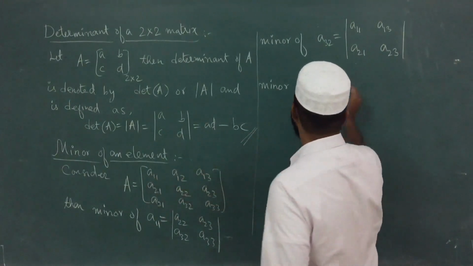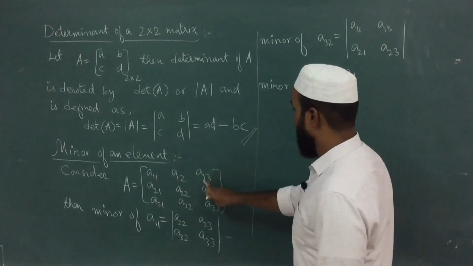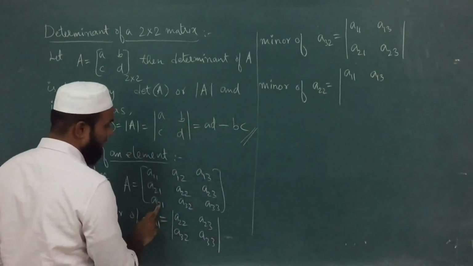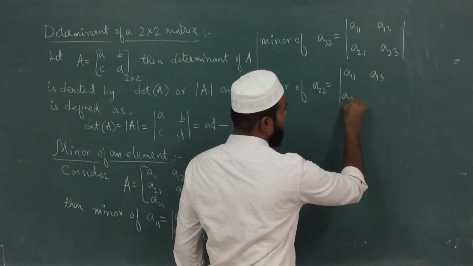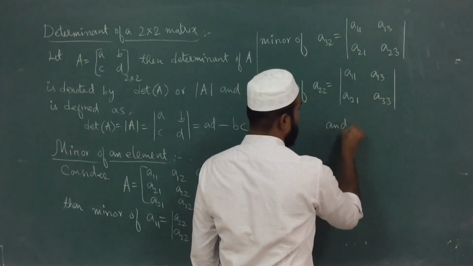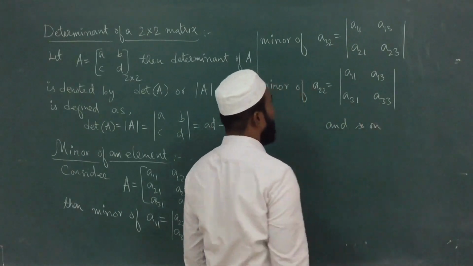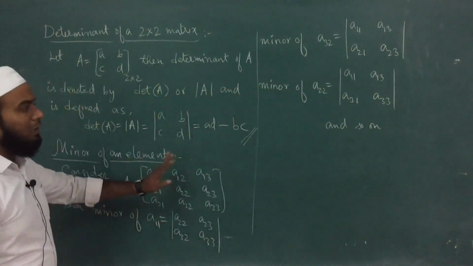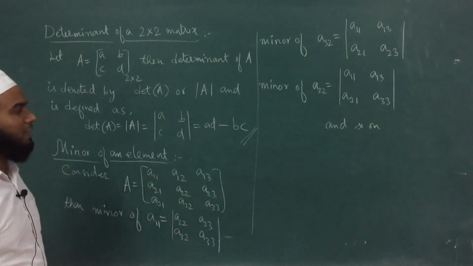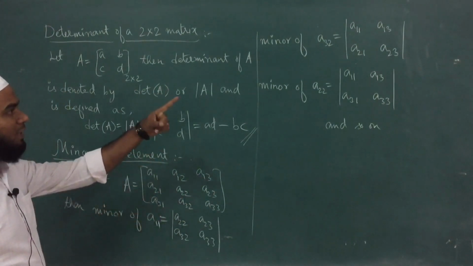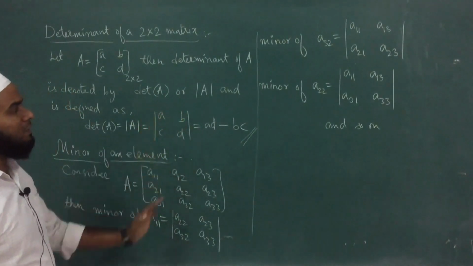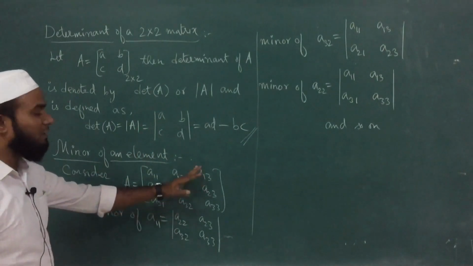Here A11, A13, A31, A33 are remaining. So we can find minors for all the entries. We can find the minor for this one, this one, this one, and all the remaining entries. I have considered only A11, A32 and A22, just for understanding purposes, but minors can be defined for all the entries of a matrix.